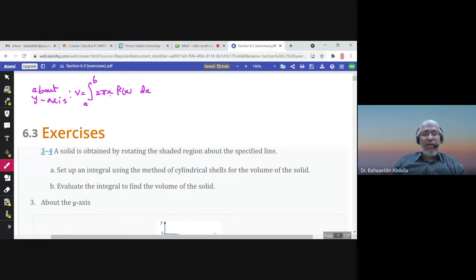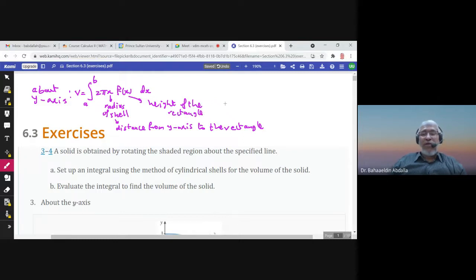X here is the radius of the shell, which is always the distance from the axis of rotation, which is here the y-axis. So let us say from the y-axis to the rectangle which we draw, which is here parallel to the y-axis. And f of x is the height of the rectangle. So this is the first formula.